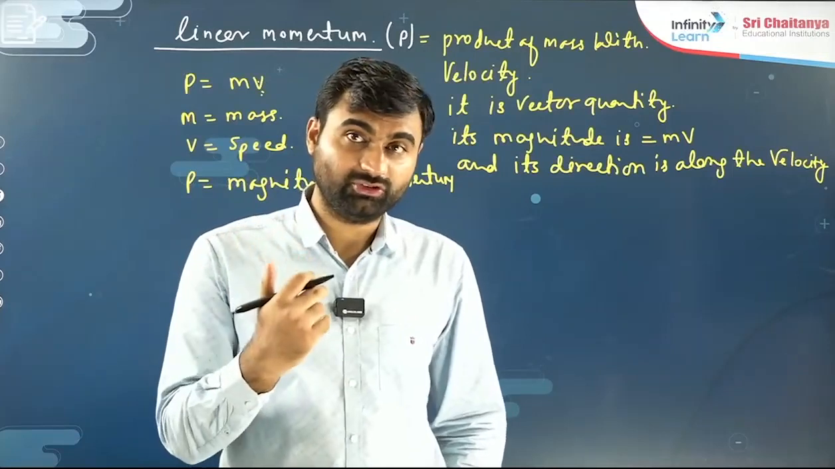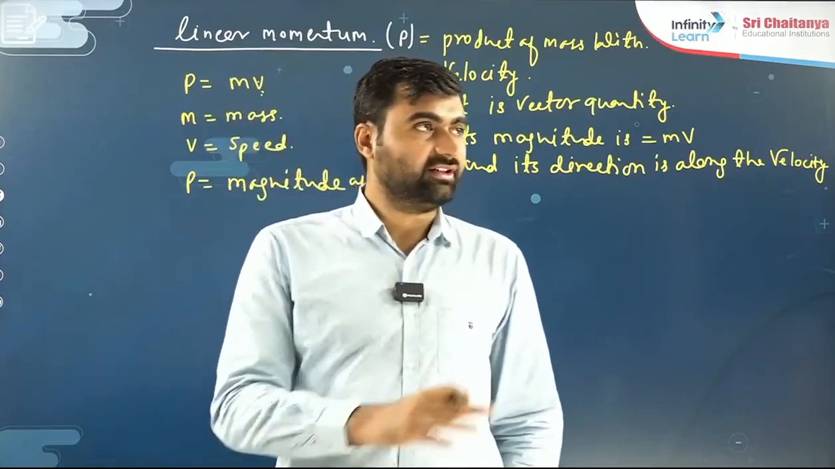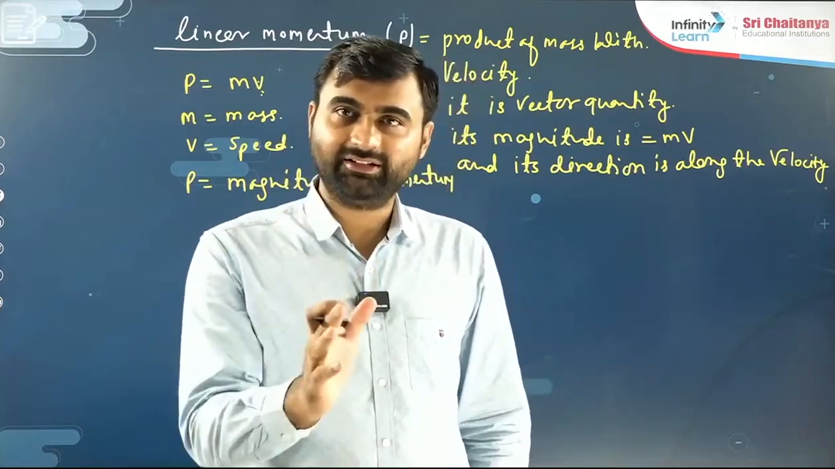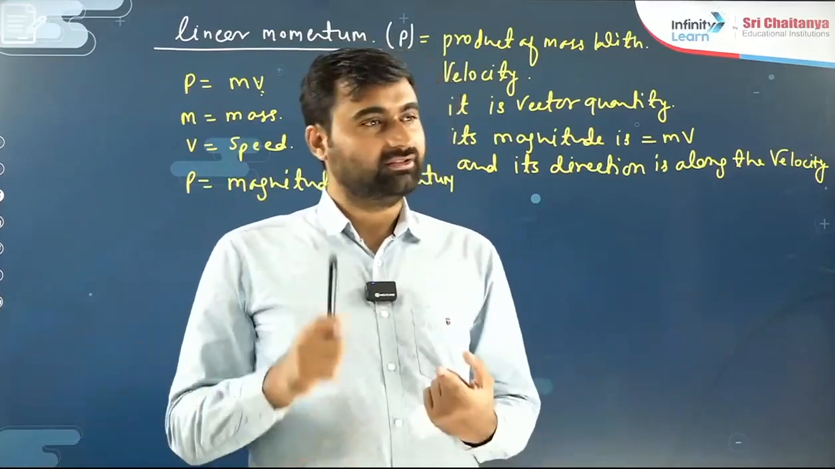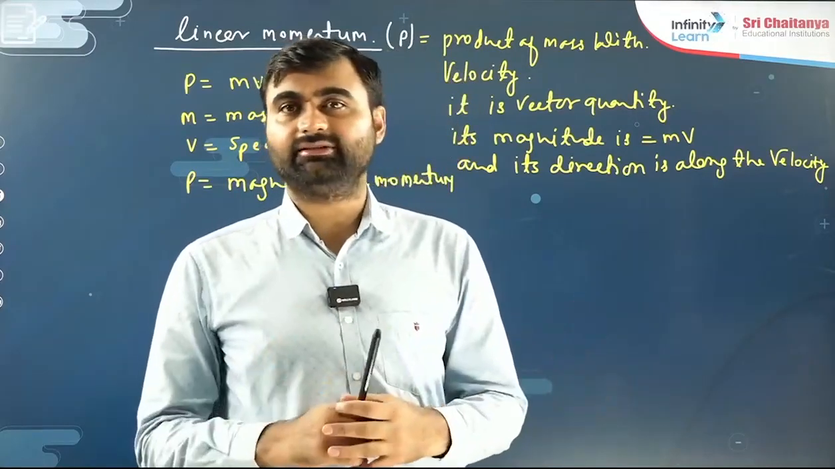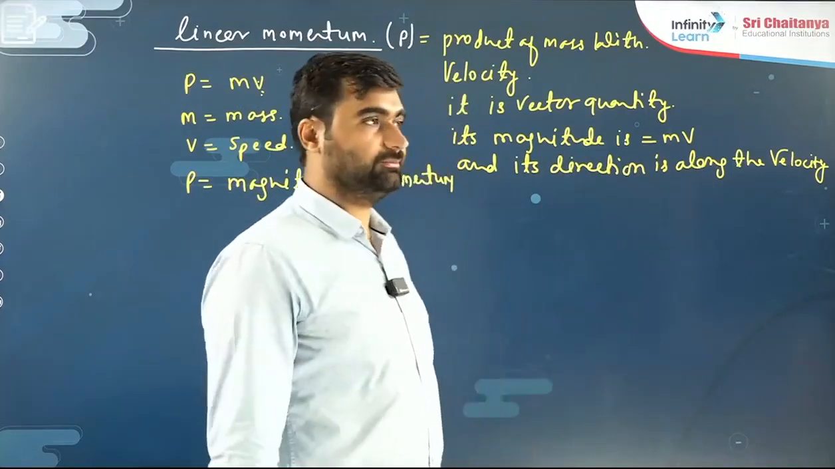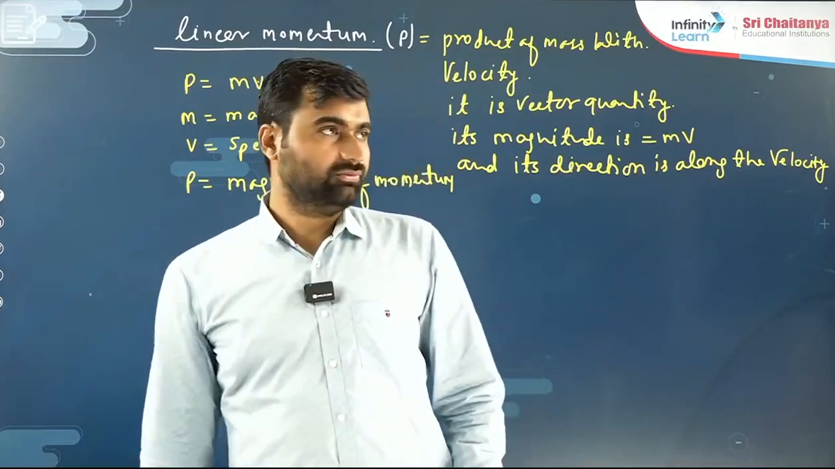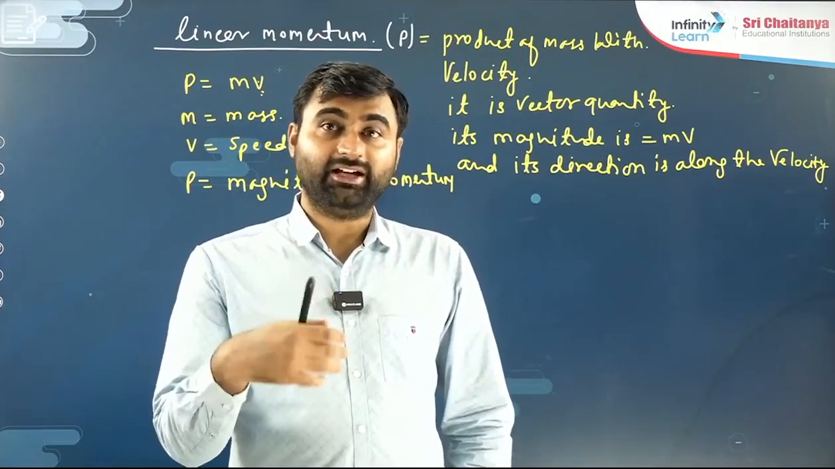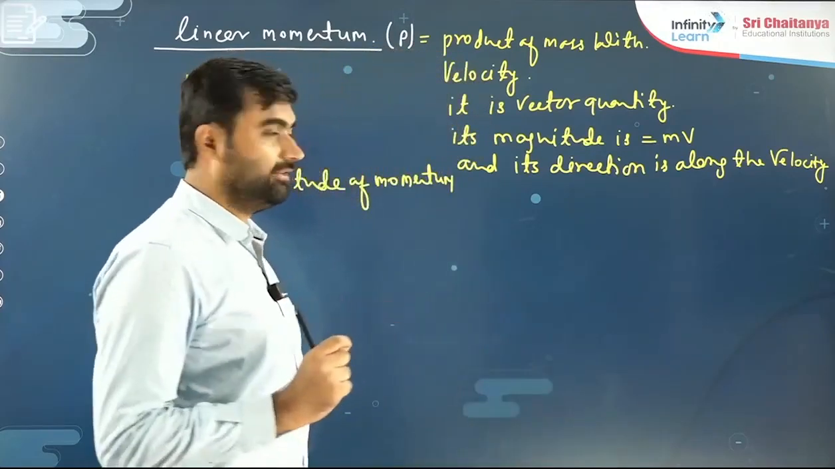Now here what you understood is a very important point: if in physics anywhere you see a vector quantity, you have to split it into two parts, how much its magnitude is and what its direction is. Is it clear? So magnitude we understood and direction is along velocity. Now in case of a vector quantity, sometimes they ask you to write its vector form. So how to write the vector form?